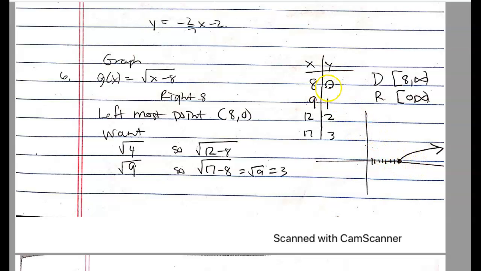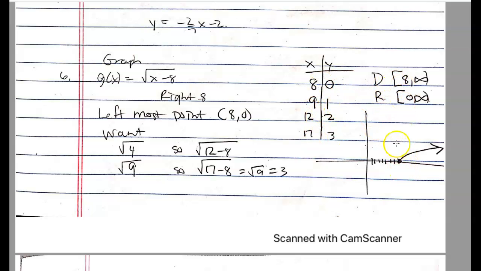And I need to pick points that make these radicals come out easy. So if I pick 9, I would have 9 minus 8 is 1. Square root of 1 is 1. If I pick 12, I would have 12 minus 8 is 4. I picked that because the square root of 4 is 2. 17 minus 8 is 9. Square root of 9 is 3. And I didn't do that real precisely, but that's fine because I'm going to look at your t-chart.